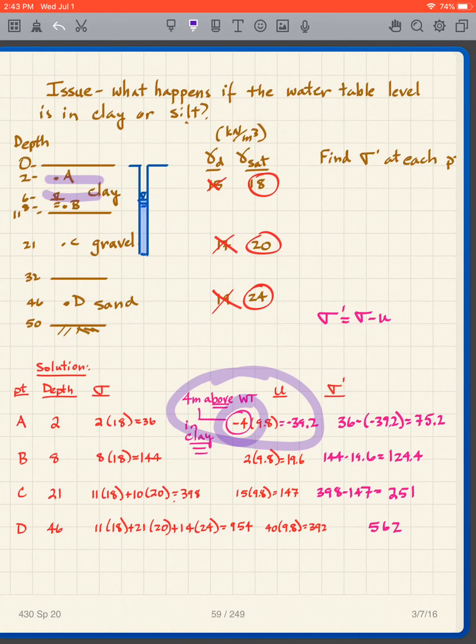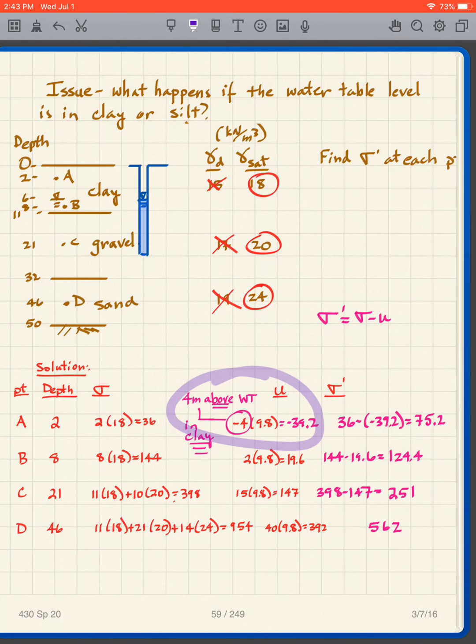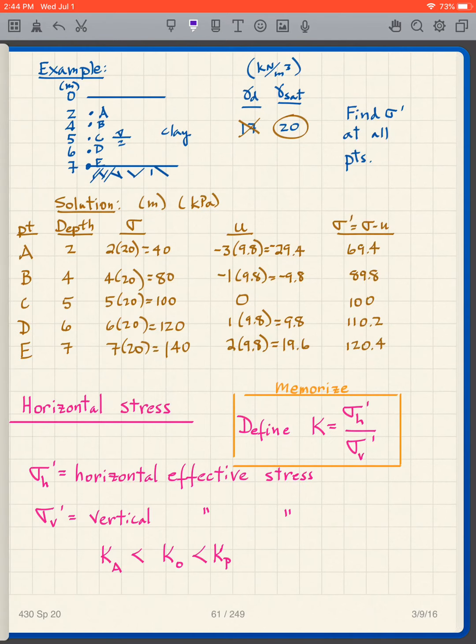And so as we get closer and closer to the water table, it won't be -4, it'll be -2, -3, -1, something like that. So the farther we are away from the water table, the more tension that we have. Okay, so you need to be aware of that. You need to be able to recognize that if I have my water table in a clay or a silt, and I'm considering a point above that clay or silt, I want you to consider the pore pressure as being negative.